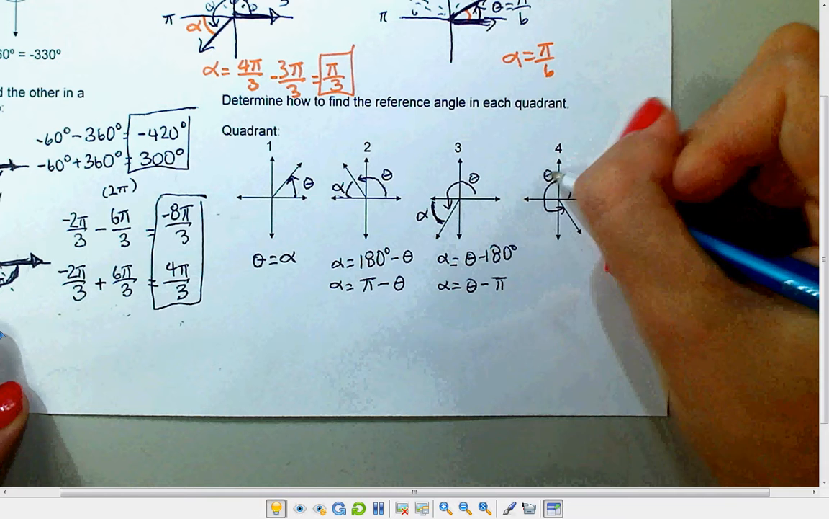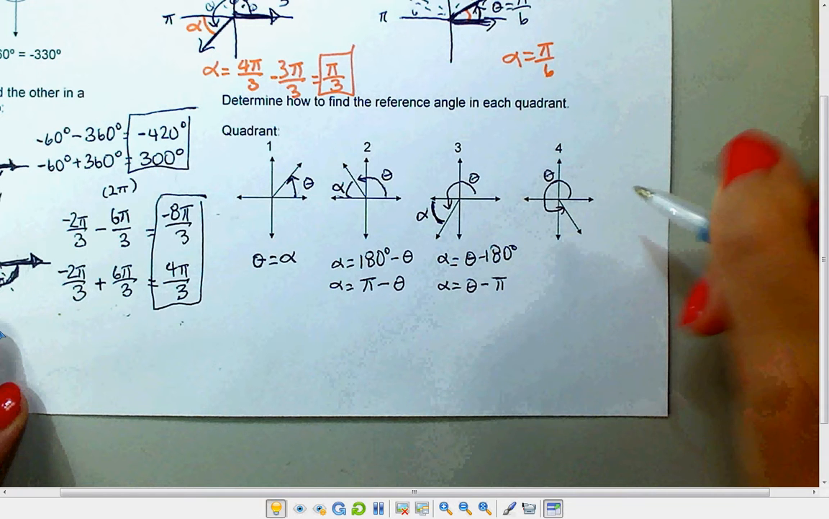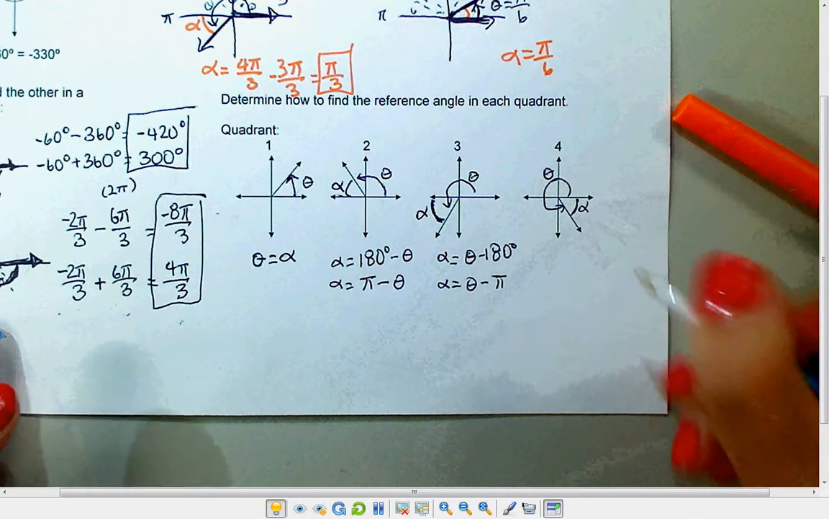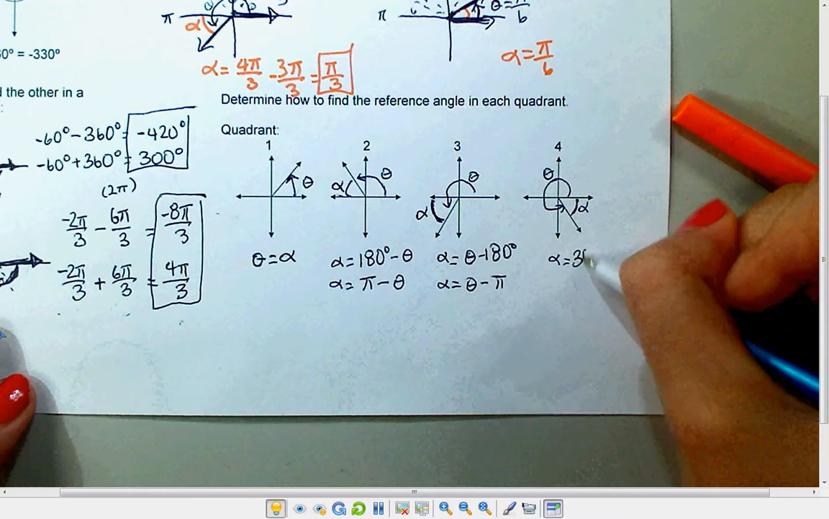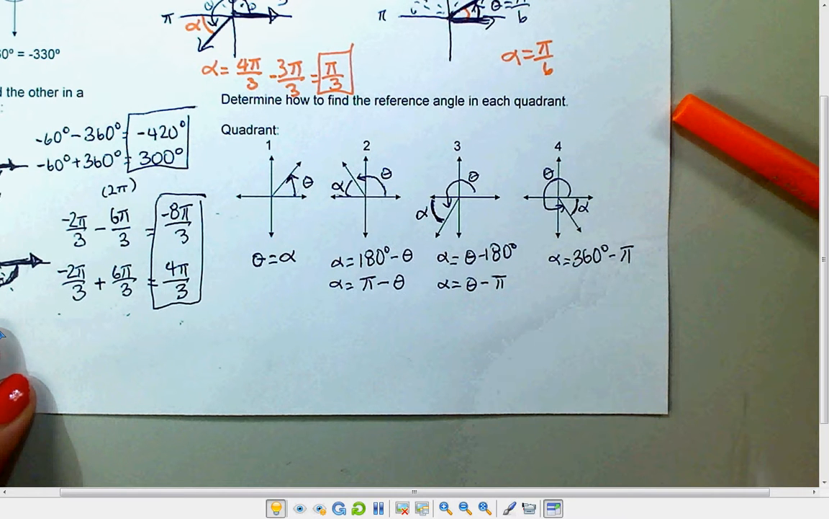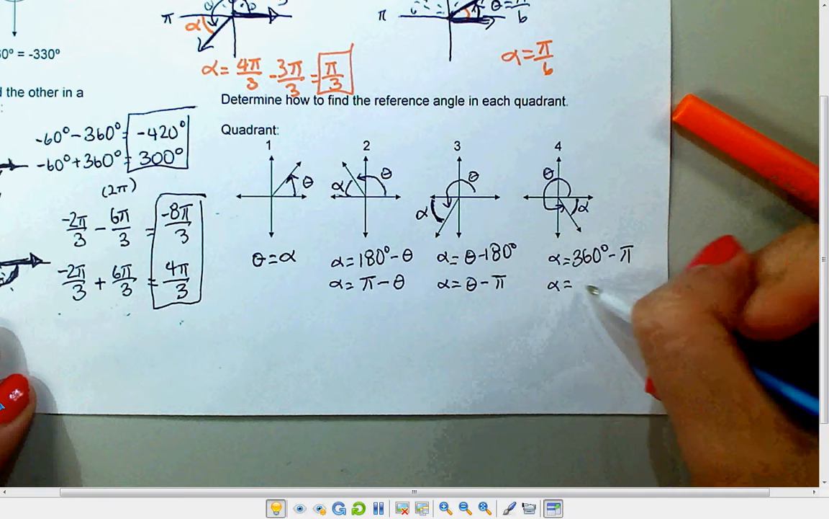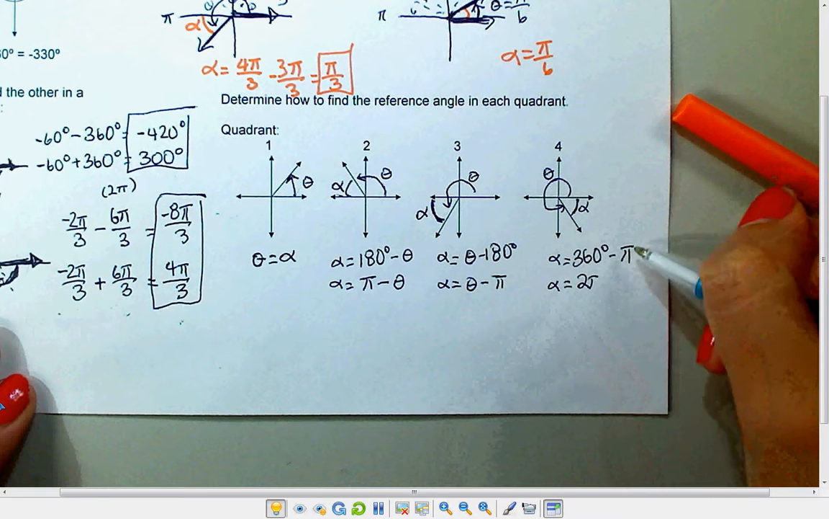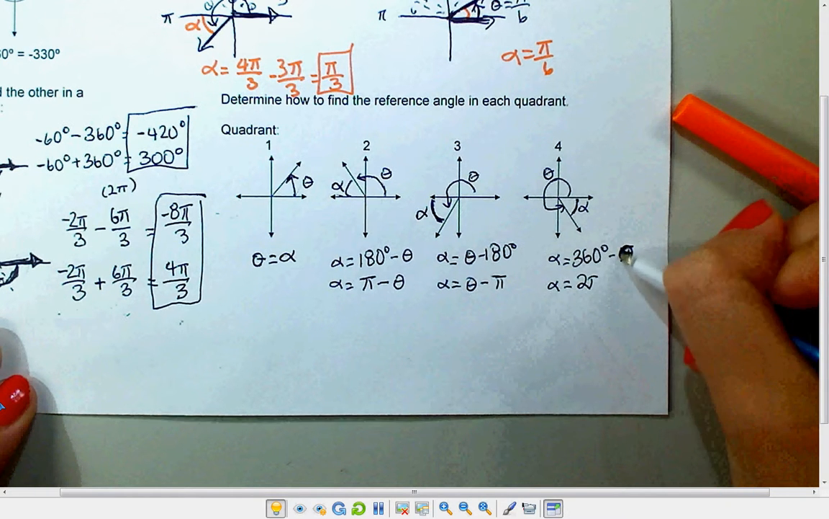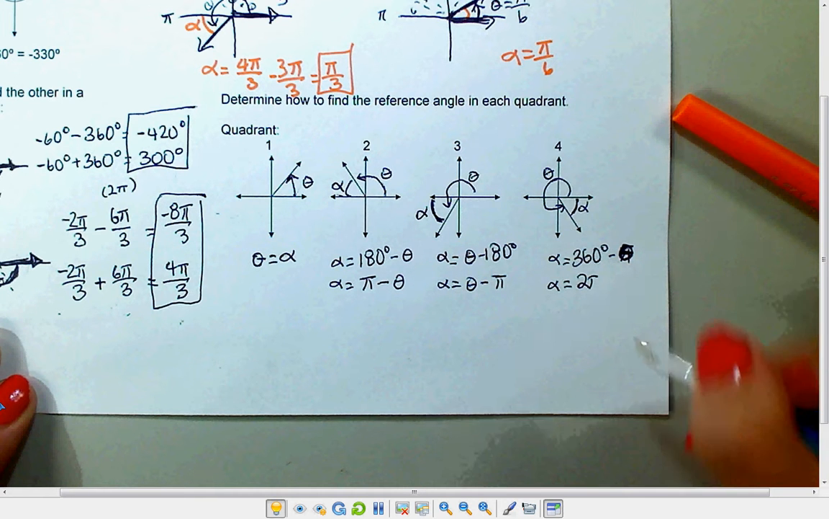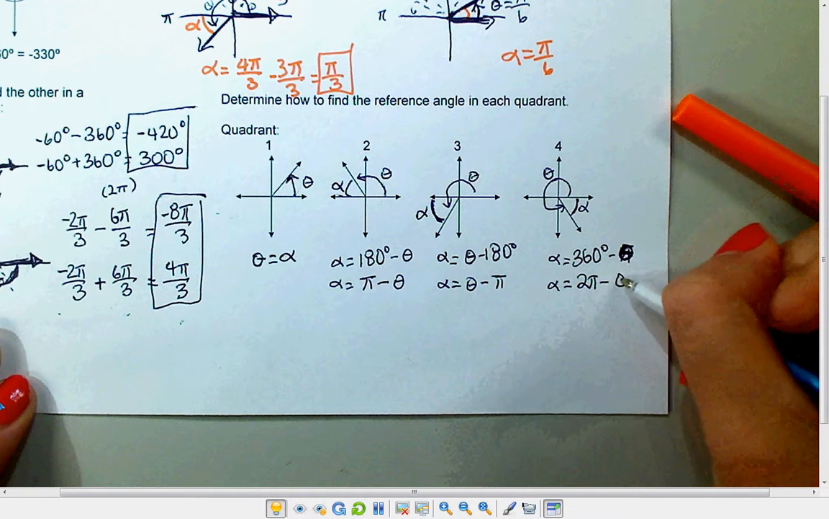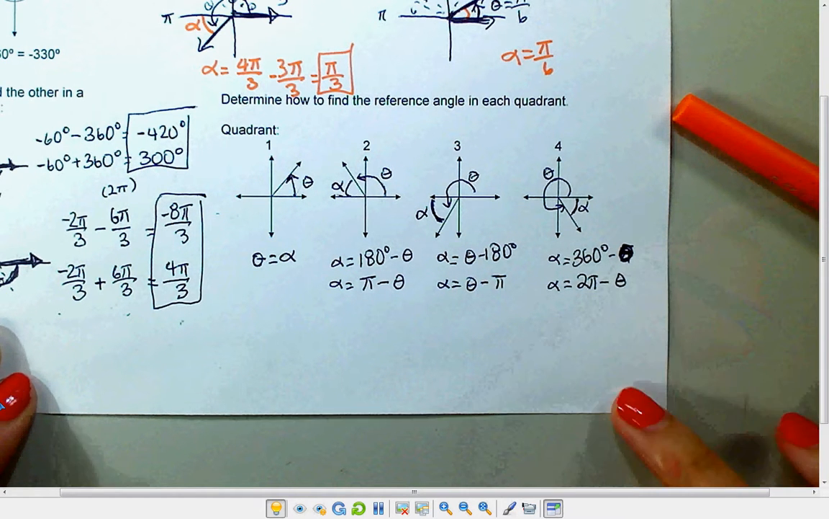Lastly, if you are in the fourth quadrant, your reference angle is this part, which means you are either going to be subtracting from 360 or subtracting from 2 pi. Oh, excuse me, this is theta. So either 360 minus theta or 2 pi minus theta, which is your original angle.